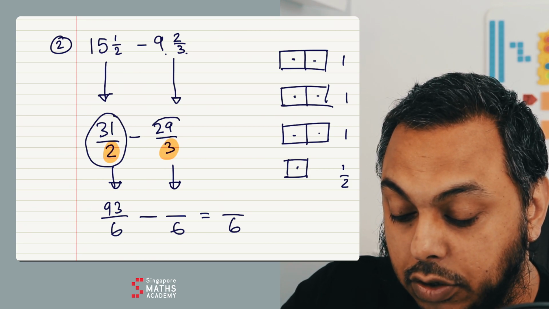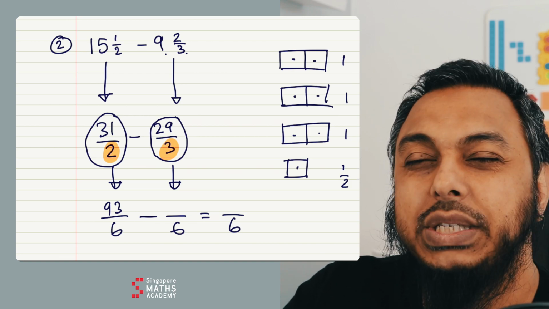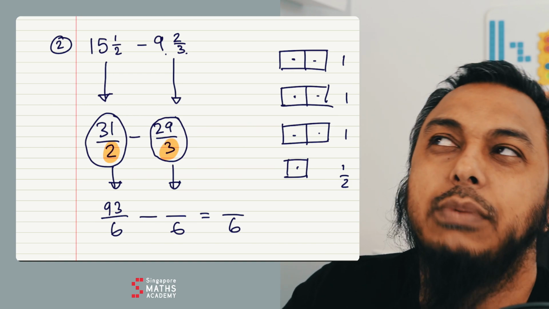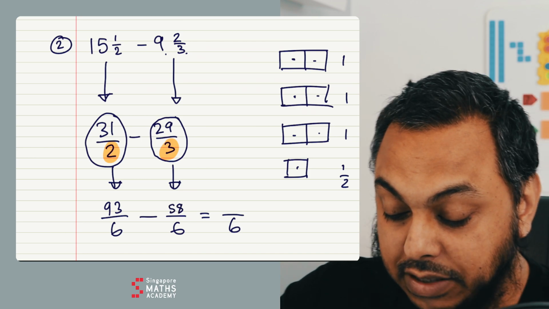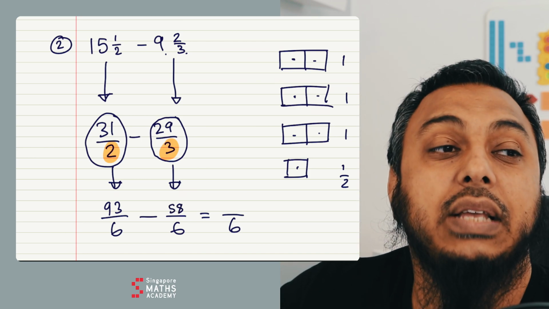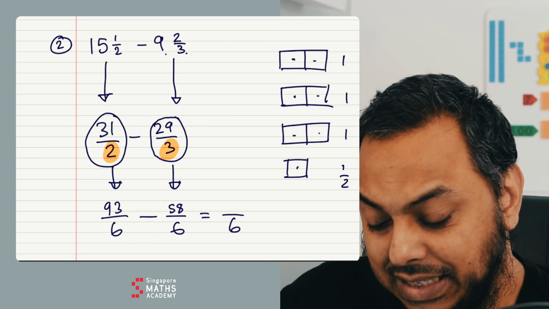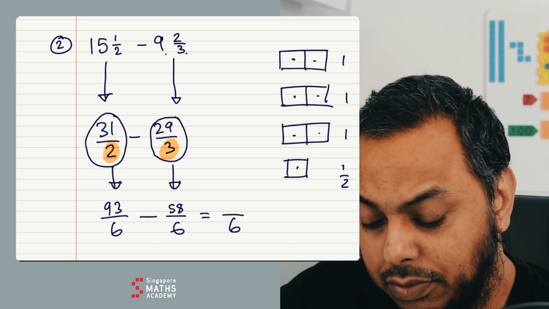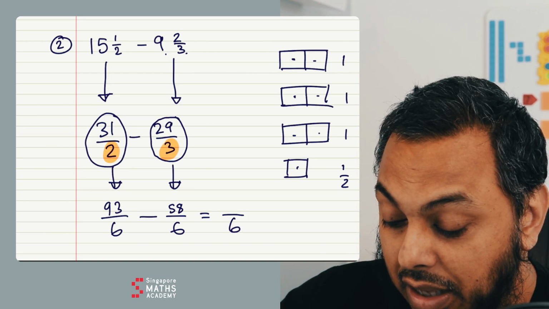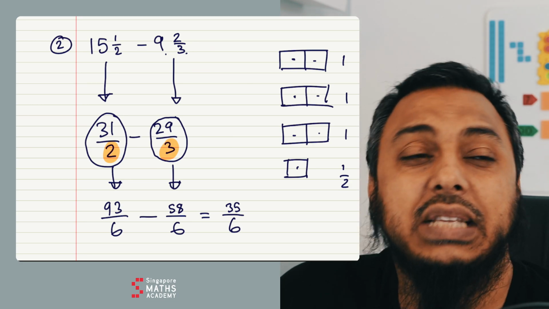And then I know 29 over 3. 3 times 2 is 6. So I want to do 29 times 2. 30 times 2 is 60. So 29 times 2 must be 58. And so I've got 93 sixths take away 58 sixths. If I think of that as 60, then I can take that 60 from the 93, that's 33 left, but then I have to add the 2 back on, that's 35. So I've got 35 sixths as my answer.